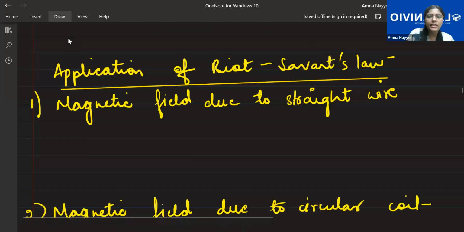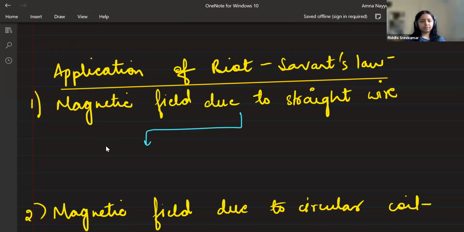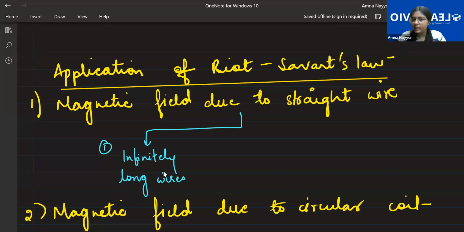Here we have the applications of Biot-Savart law. Just understand what all the things are included, then we'll begin with the derivations, so you will understand. For straight wires, you have three kinds of wires in your syllabus. First kind are the infinitely long wires, which means the ends of both sides extend up to infinity. They are so long. One is this. Second will be semi-infinite.